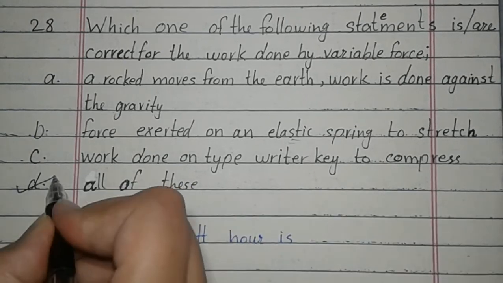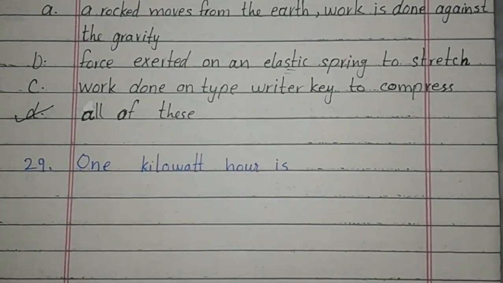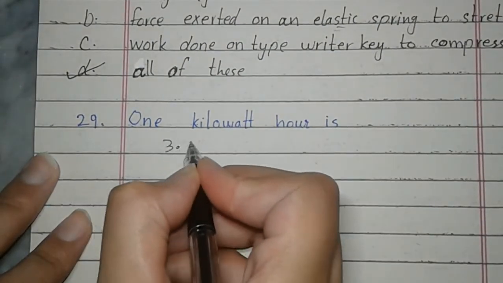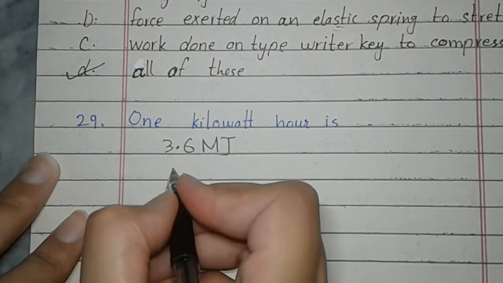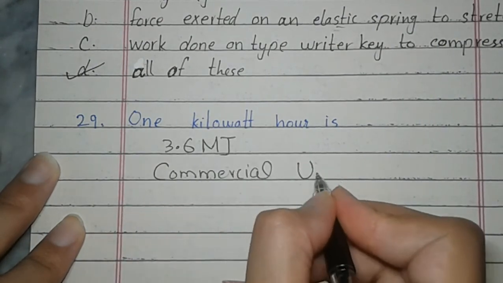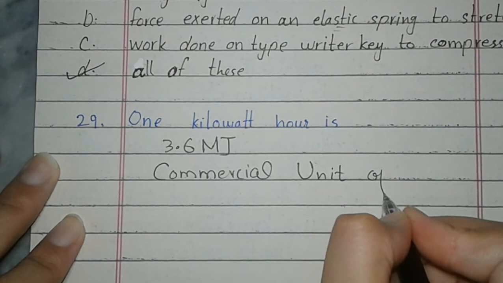So all of those. Next one: 1 kilowatt hour is equal to. Here kilowatt hour is equal to 3.6 megajoule, which is the commercial unit of energy.